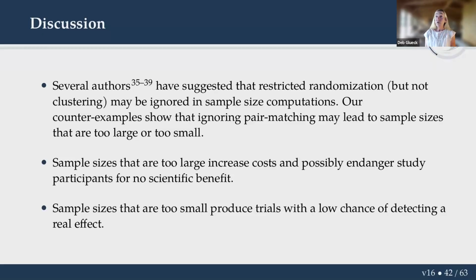Now, several authors have suggested that restricted randomization, but not clustering, may be ignored in sample size computation. Our counterexamples show that ignoring pair matching may lead to sample sizes that are too large or too small, if there's also clustering in the study. Here again, we note that sample sizes that are too large increase costs and possibly endanger study participants for no scientific benefit. Sample sizes that are too small produce trials with a low chance of detecting a real effect.